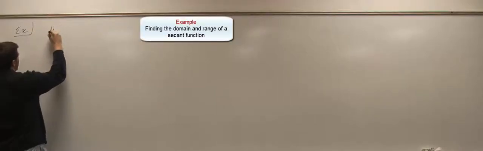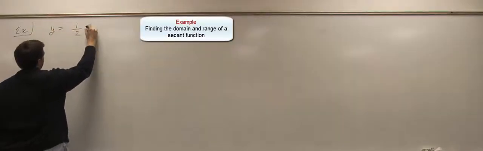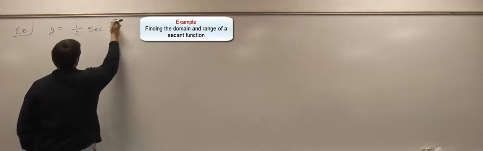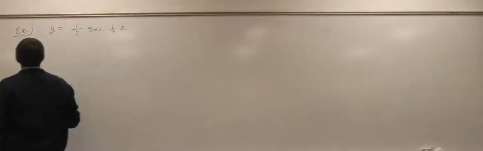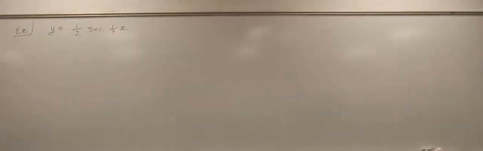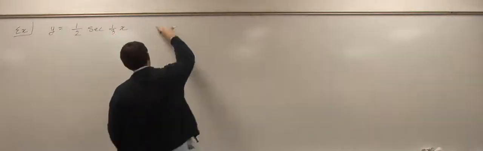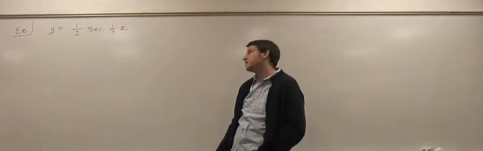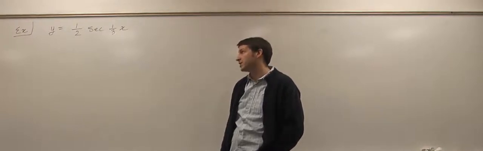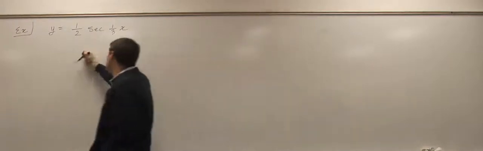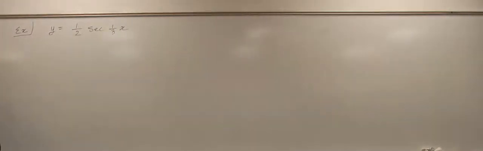So let's do y equals 1/2 secant 1/3 x. To find the domain and range, I would graph it. I mean, you don't have to, but it's going to make your life easier if you graph first, I think. But there are other ways to do it. But let's go ahead and graph it and do it that way first, and then maybe we can discuss the other ways to do it. So how would you graph 1/2 secant of 1/3 x?